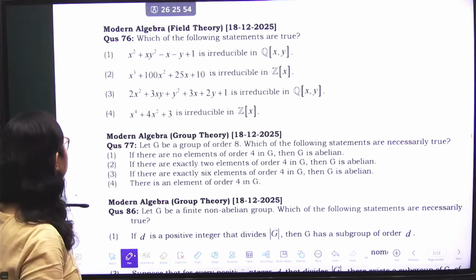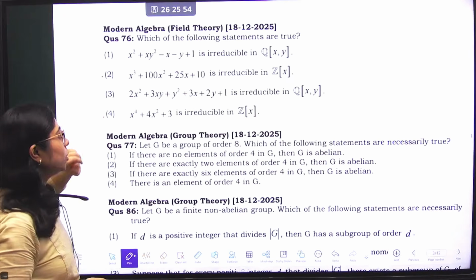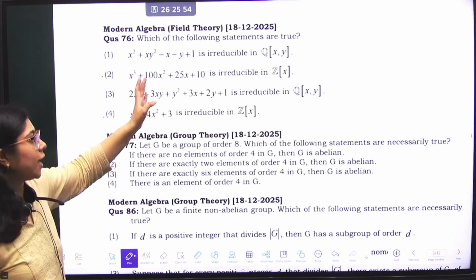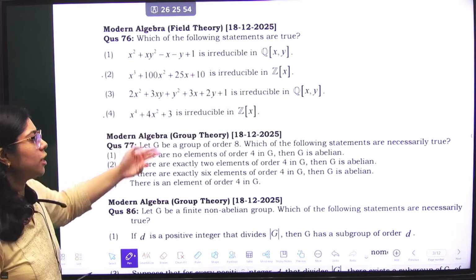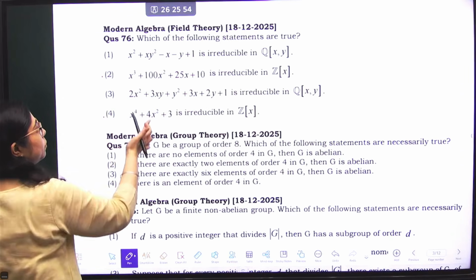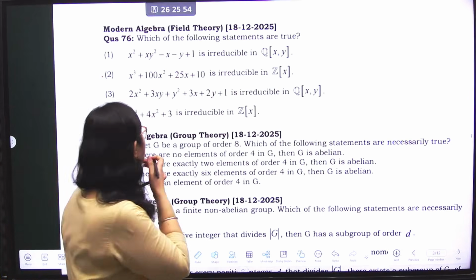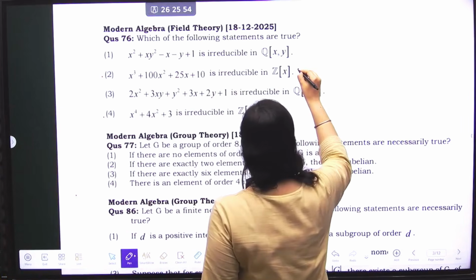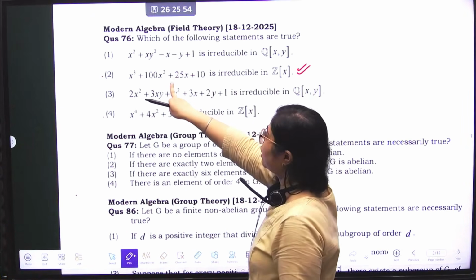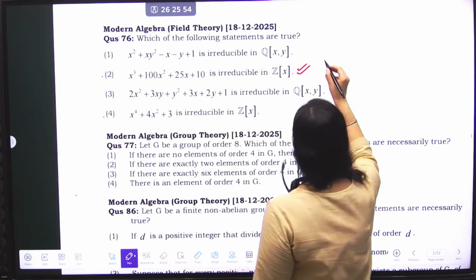So let's solve this. We can notice that the second and fourth options are nothing but the same case as we have done in one variable. They are the cases of one variable. So we can solve them first and then we will see how to solve the first and third. So the second can easily be seen by using Eisenstein criteria.